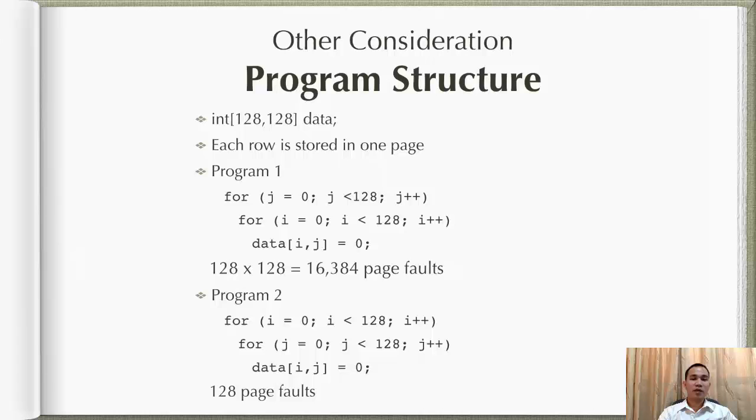Program 1 here generates 128 by 128, that would be 16,384 page faults. It's because the process in program 1 goes to the first row, one column, then goes to the second row, one column. It hops row by row and then goes back to the first row. As compared to program 2, you have 128 page faults only because you finish the zero assignment row by row.